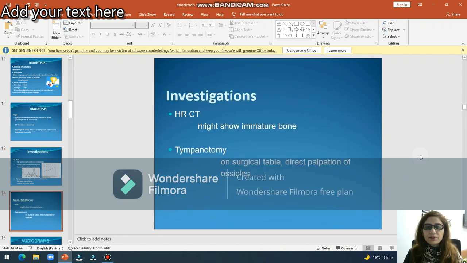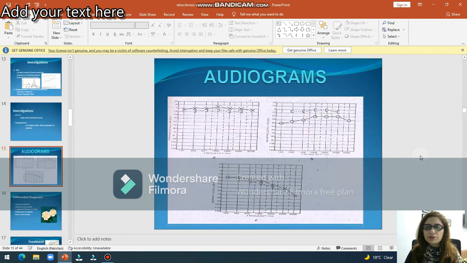For investigation, HRCT can be advised, which will show the immature bone. Tympanotomy will give a 100% diagnosis. On the table you will raise the tympanomeatal flap and palpate the ossicles, and you can see fixation of the footplate of the stapes by direct palpation of the ossicle.